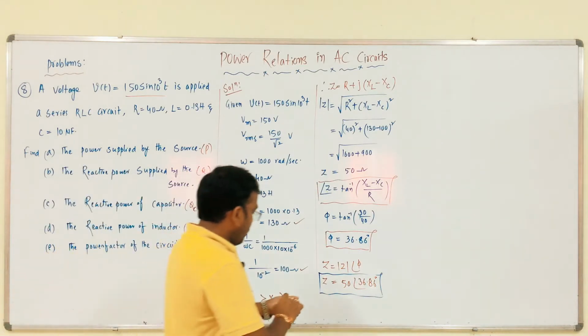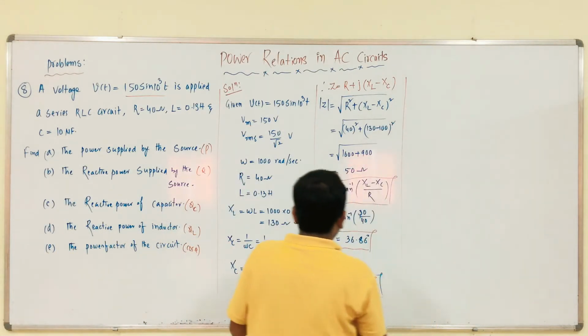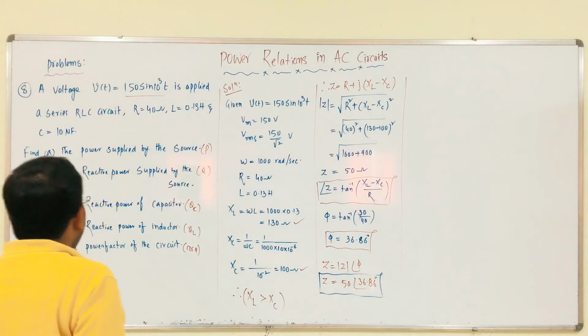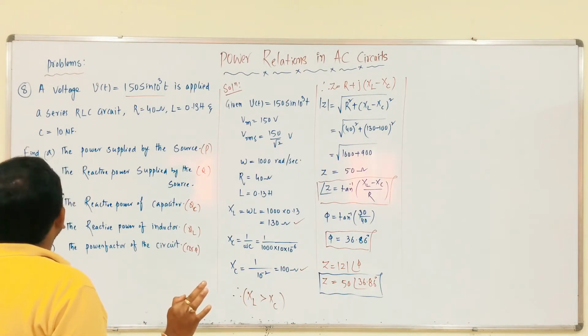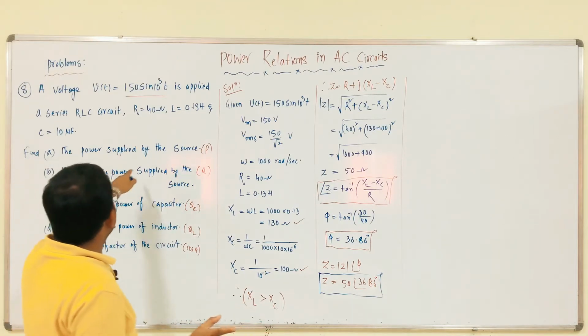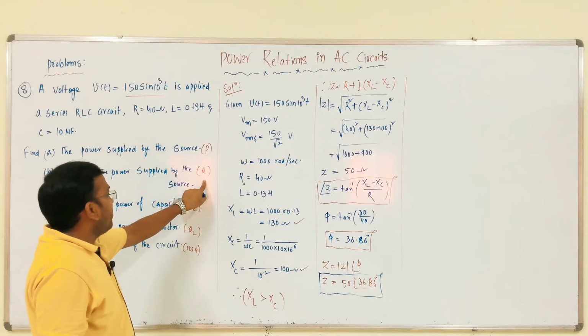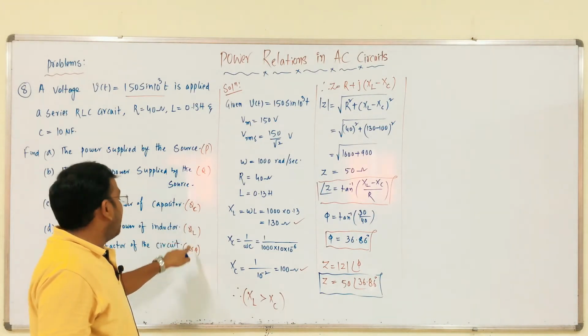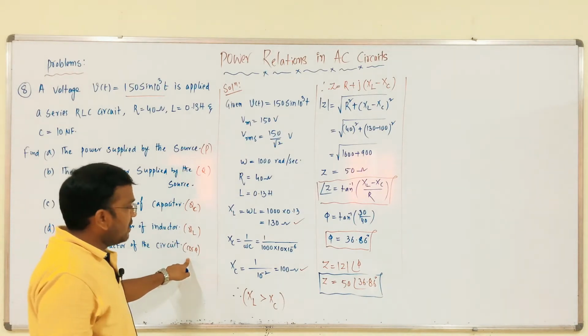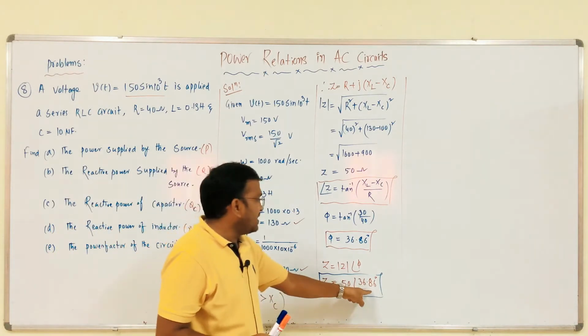That is it. Z is completed, next we have to calculate the current first. What is the power supplied by the source? VI cos phi, VI sin phi. From this QC is I square XC, QL is I square XL, and the cosine of this angle is nothing but the power factor.